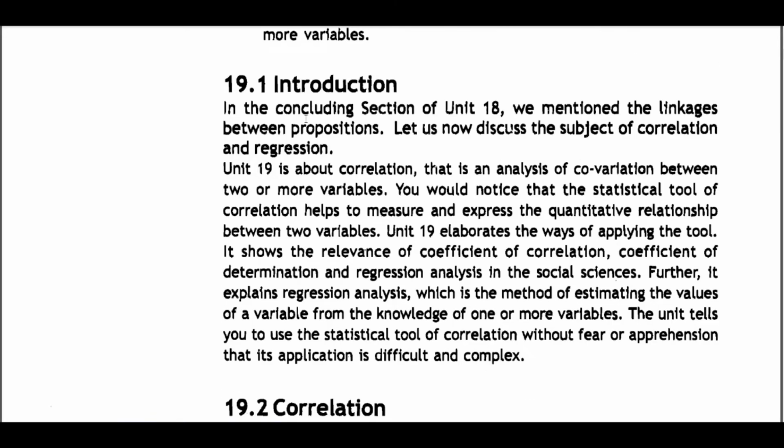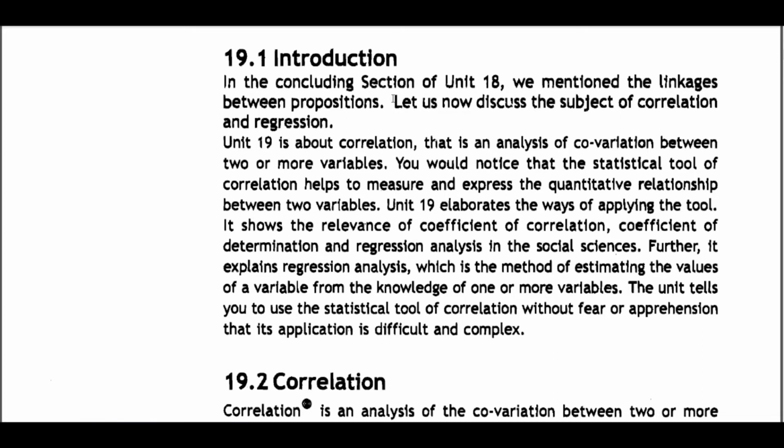19.1 Introduction. In the concluding section of Unit 18, we mentioned the linkages between propositions. Let us now discuss the subject of correlations and regression. Unit 19 is about correlations, that is, an analysis of covariations between two or more variables. You would notice that the statistical tool of correlation helps to measure and express the quantitative relationship between two variables. Unit 19 elaborates the ways of applying the tool.